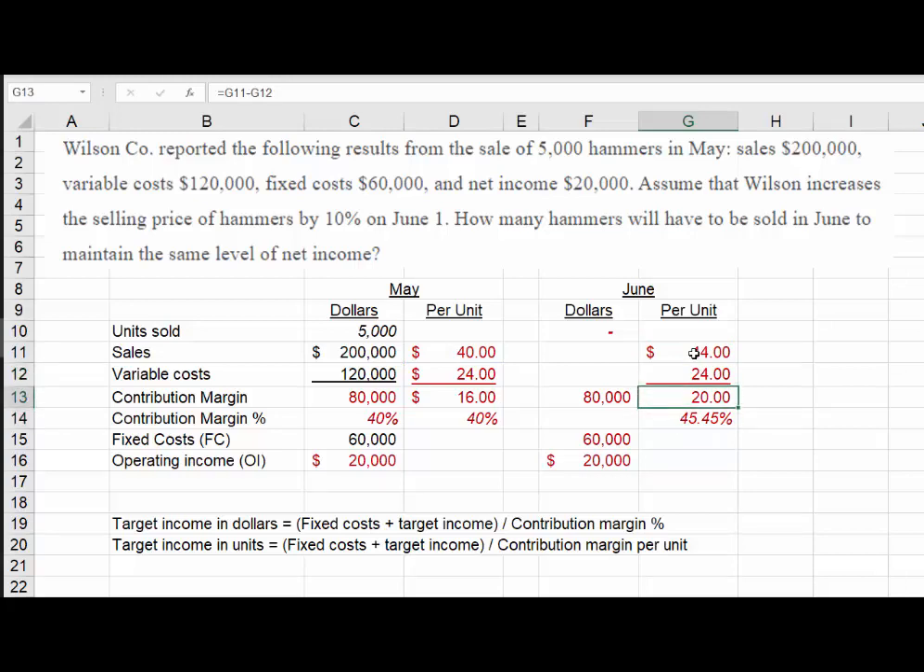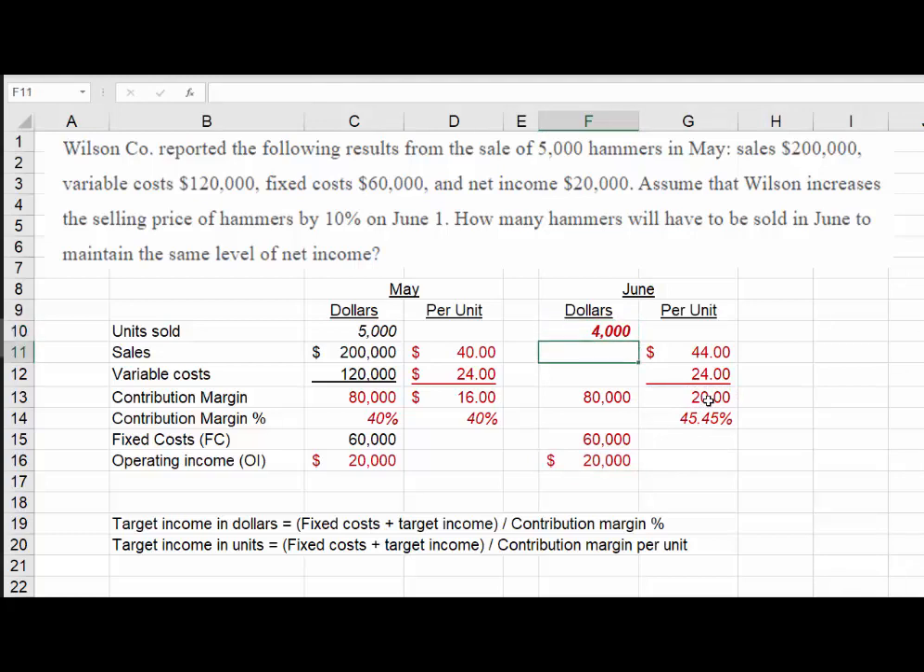So we still would have to calculate contribution margin and contribution margin percentage, but actually we only need the contribution margin per unit. And then you could solve the units sold directly by, again, taking the fixed cost plus the target income. In our case, the target income is the operating income or the net income. And then divide that by the contribution margin per unit, which is $20. And when I do that, I come up with the same 4,000. Okay? So you could solve it with either one of these formulas.